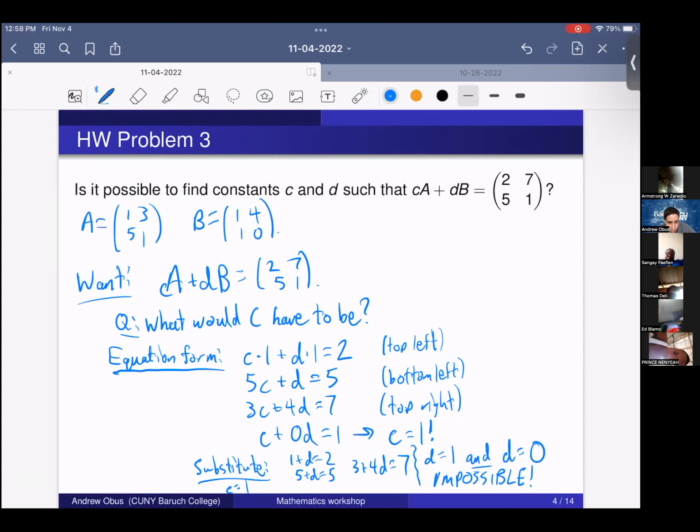Right, so that's a great solution. D equals 1 and D equals 0. First and second equations, impossible to have both. So that means that there is no solution, because you would have to simultaneously have D equal to 1 and D equal to 0. And we know that we can't have that. Okay, so I'll just write it in red. So the answer is not possible.